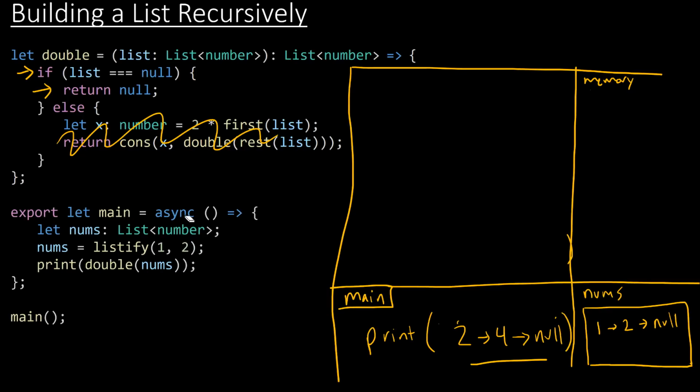The important thing to remember when building up a list recursively is that you always want to process the first element of the list in some way. And then if you want to add that element back to the list that you're generating, you're going to cons it onto the rest of the list processed recursively.